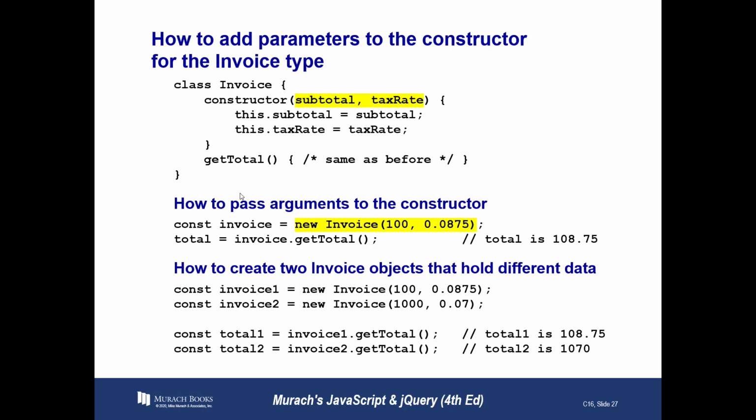Notice in the example at the top of the page here. Here, when we are creating the constructor, we are passing it in two values, a subtotal and a tax rate. All right? And when we create the new object, then we have to pass in two values. All right? So you see it here and here.